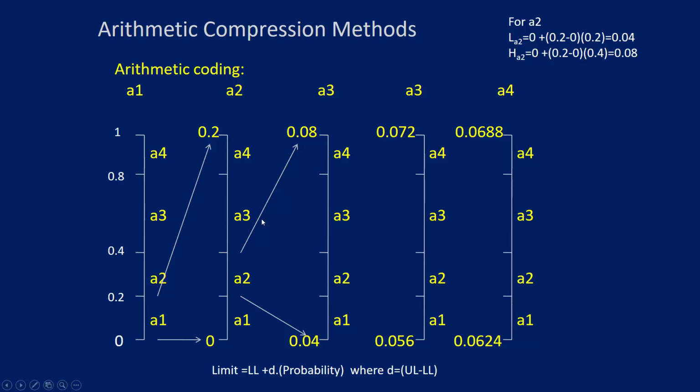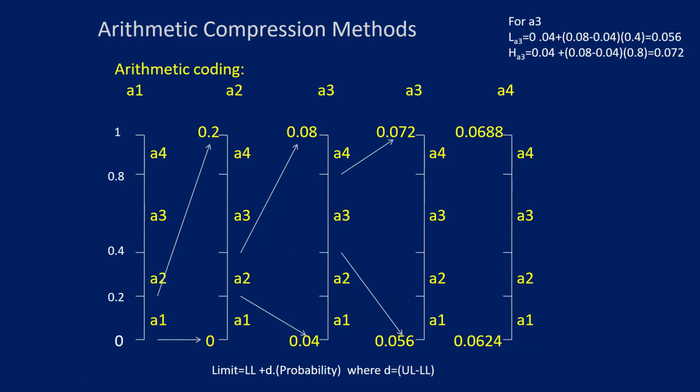Now for A2 the upper limit is equal to the lower limit, which for this one is 0, plus the difference between the upper limit and lower limit, 0.2, times the probability at this position, which is 0.4. So it comes out to be 0.08.